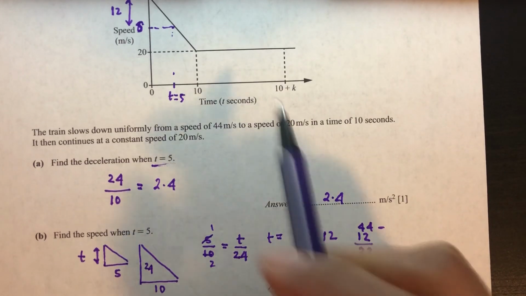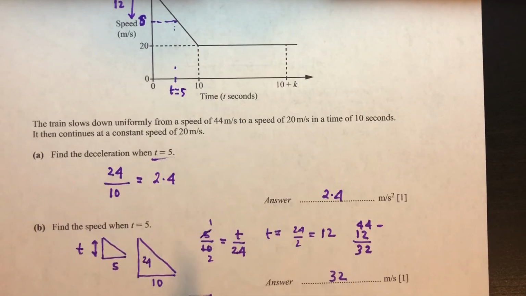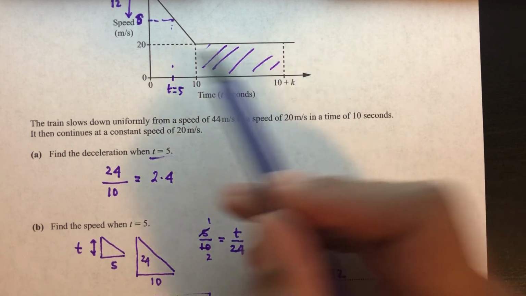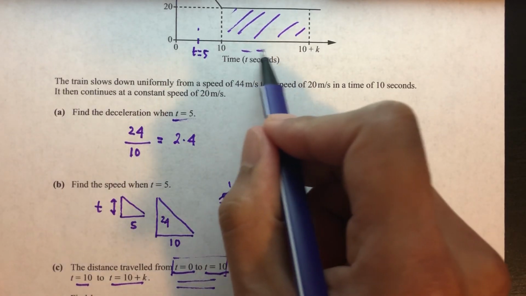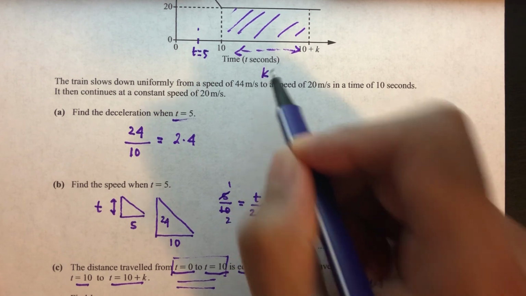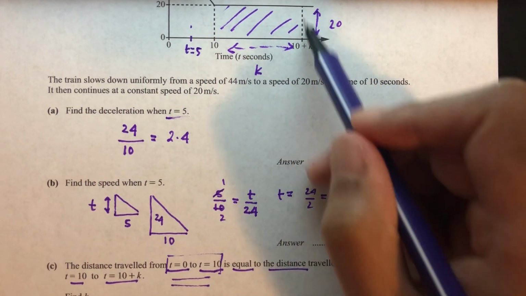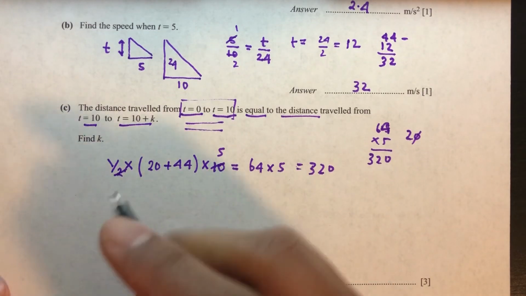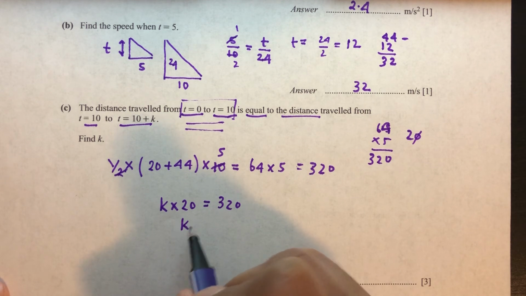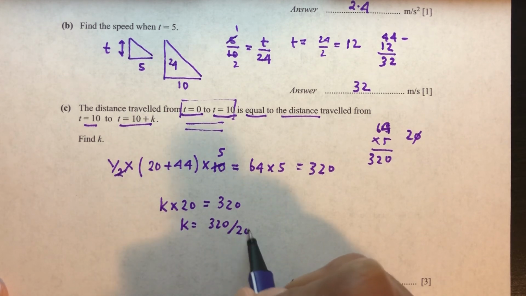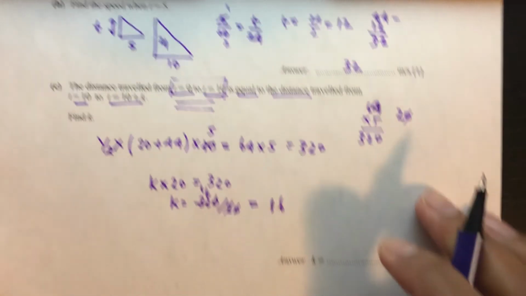And now we are saying that the area from 10 to 10 plus k is the same. So this area is the area of a rectangle. This length is length k, and this height is height 20. So the area in the graph is k times 20. So k times 20 will be the same as 320. So k equals 320 divided by 20, which is 16. K is equal to 16. That is your answer.